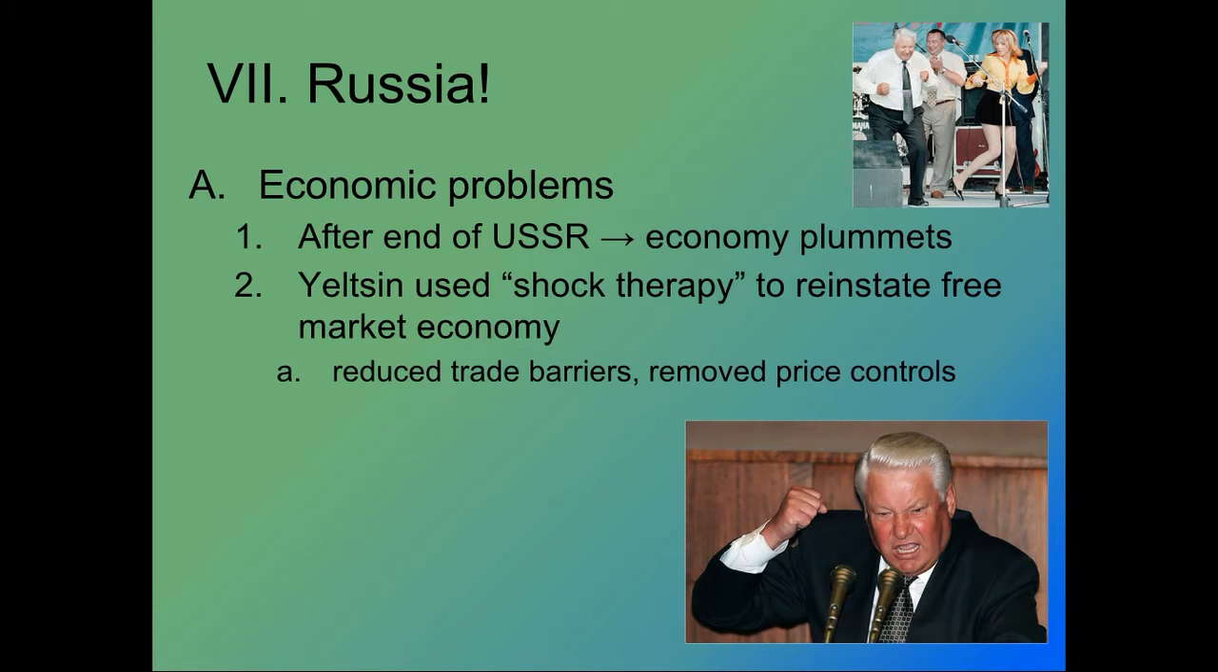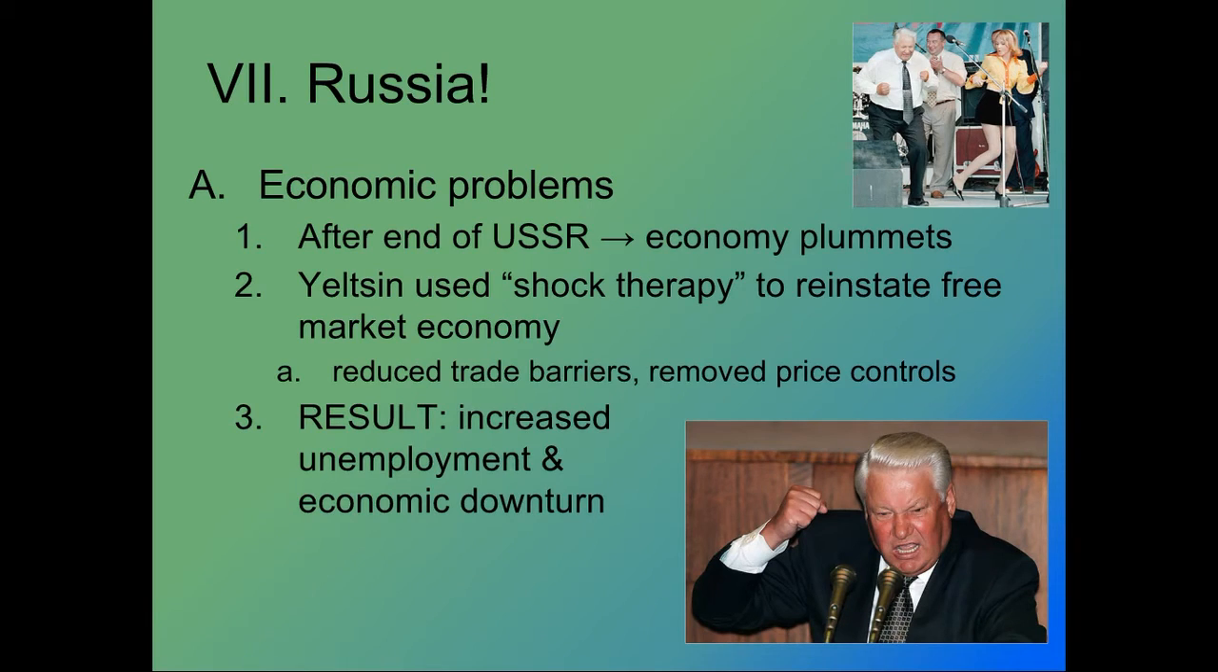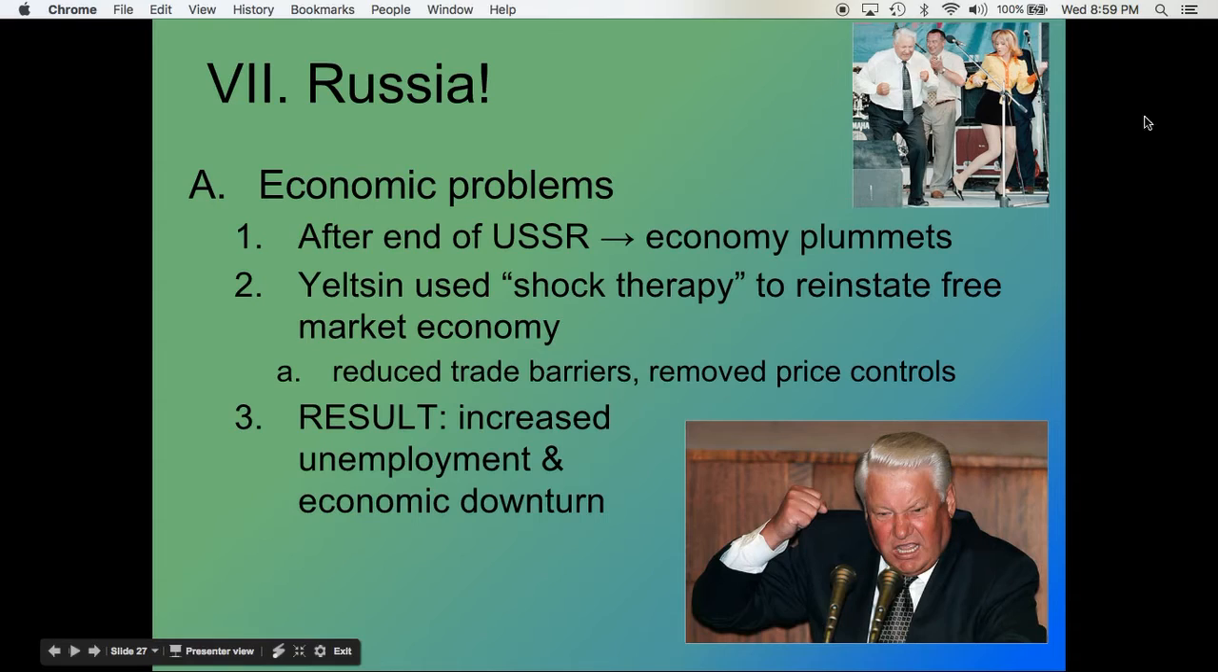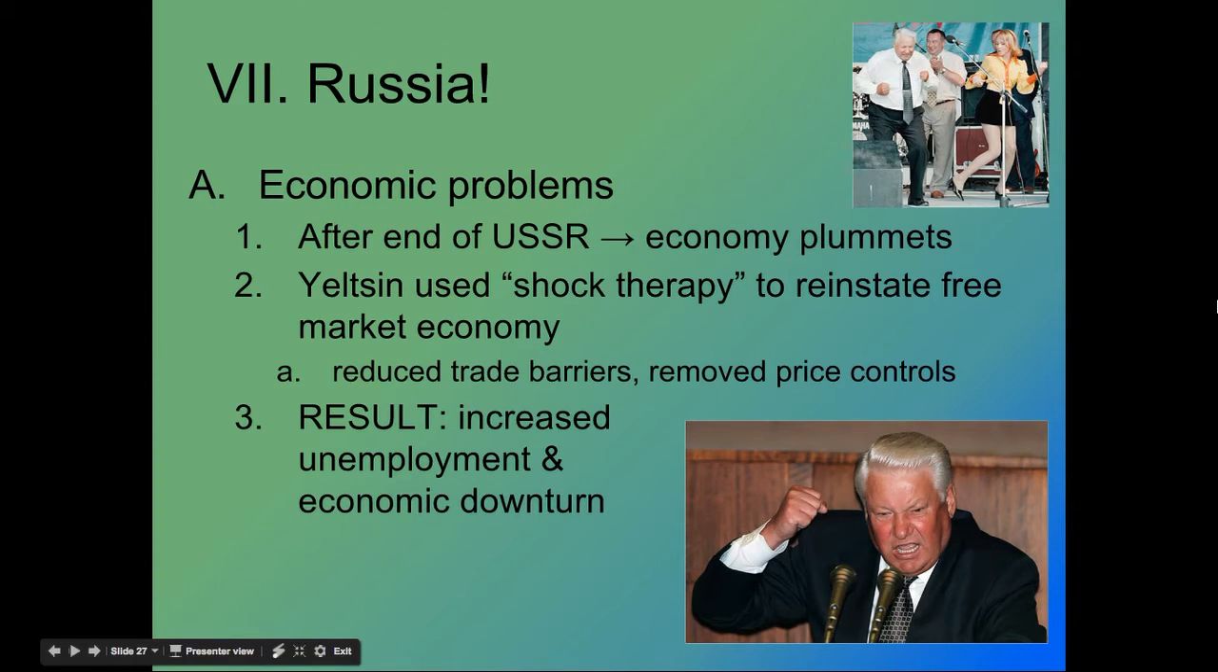So Yeltsin, what does he do? He tries to reduce trade barriers and remove price controls. So he's like, we'll just go full free market capitalism. There's a belief that if everybody is buying and selling, it will all balance itself out. That does not happen. Instead, there's major increased unemployment. There's major economic downturn. It's real bad. And Boris Yeltsin is just not looking too good.